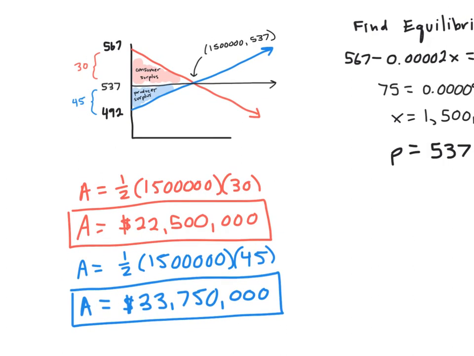So you can see that for both problems, the base of our triangle is going to be 1,500,000, which is just that distance, your x value. And then you can see that the height for your consumer surplus is just 30, the distance between those two. And the height for your producer surplus is 45, the distance between those two numbers. So your consumer surplus should be 22,500,000, and your producer surplus should be 33,750,000.